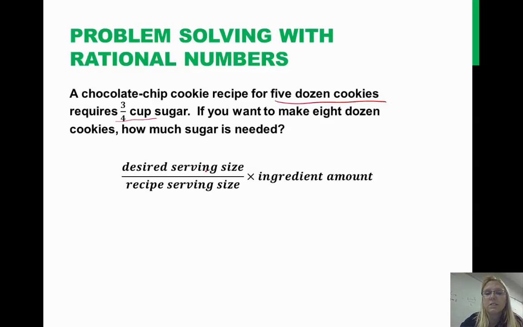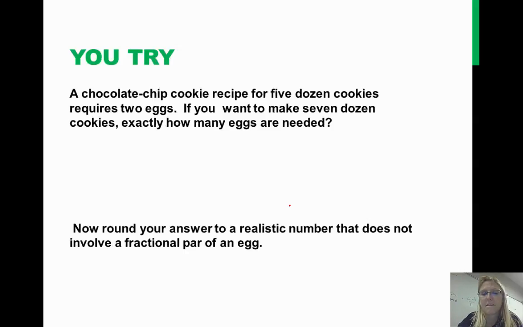So first of all, you're going to want the desired serving size over the recipe serving size. So in this case, we want 8 dozen, so 8's going to be on the top. The recipe size is 5, so that'll be on the bottom, and I'm going to multiply that by 3/4 cup. So when I multiply this out, I'm going to reduce this because 4 goes into 8, so it'll be 2 times 3 is 6, over 5 times 1 is 5. So we will need 6/5 of a cup. Now you take your time and try this and see if you get the same answer I do.